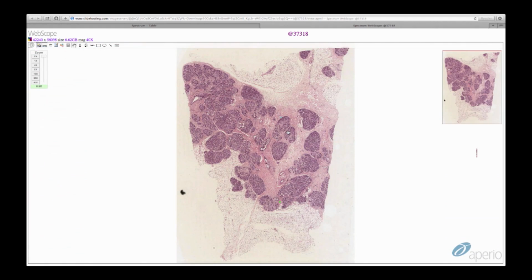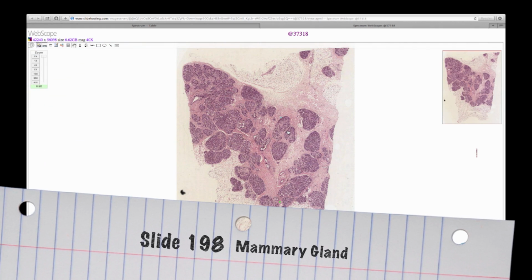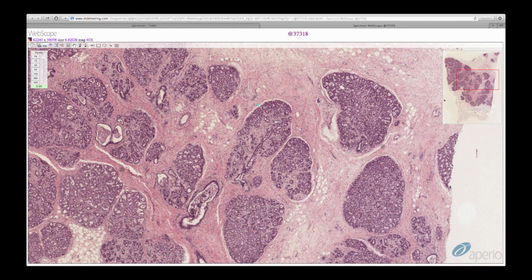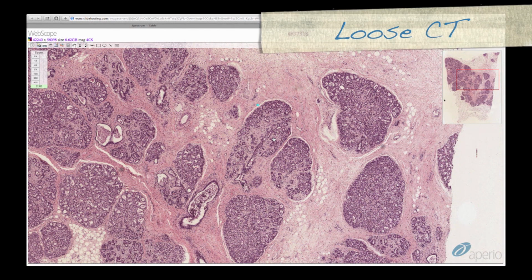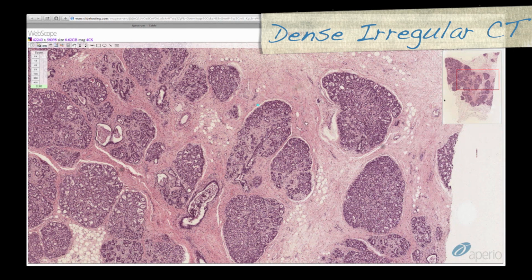Now we're looking at slide 198, which is mammary gland stained with H&E. Here we're looking at a fully developed mammary gland. The intralobular connective tissue, which is located here within the lobules of the mammary gland, is composed of loose connective tissue. It contains large numbers of cells such as fibroblasts, lymphocytes, and plasma cells. Between the lobules, the interlobular connective tissue, seen here, is composed of dense, irregular connective tissue.